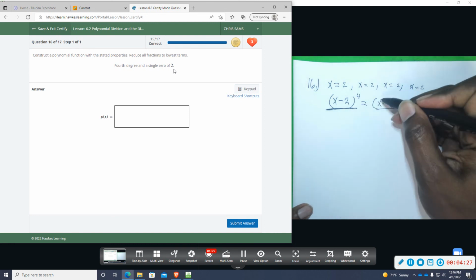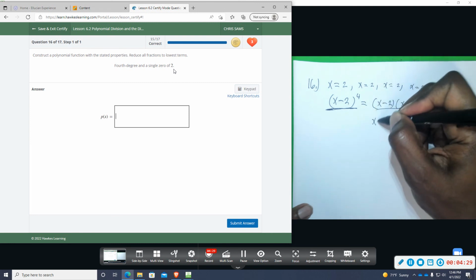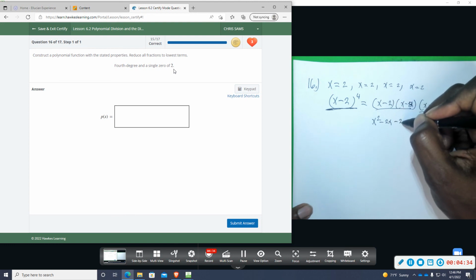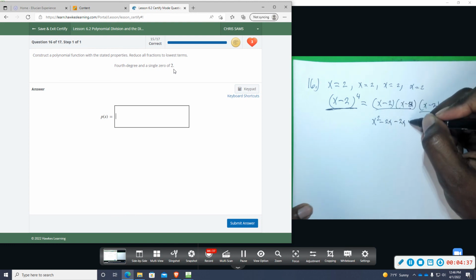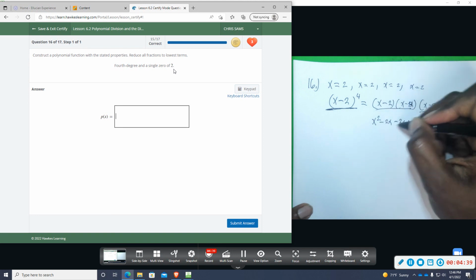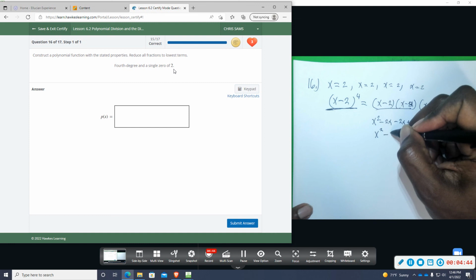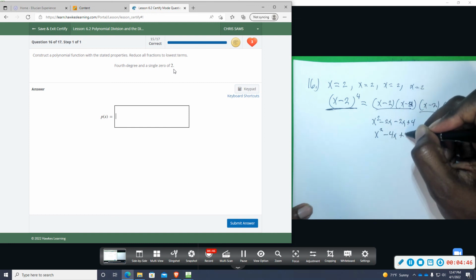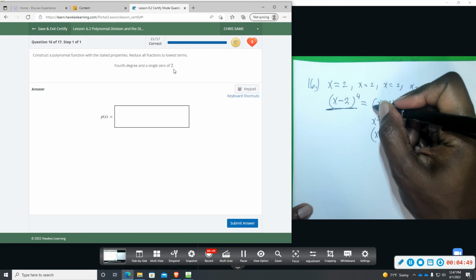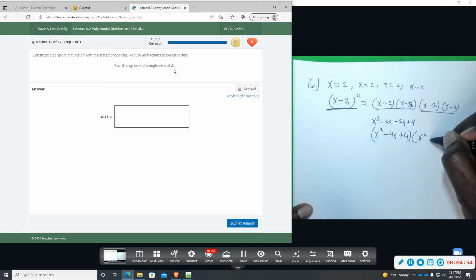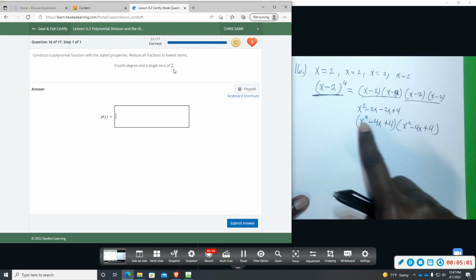Okay, but x times x will give us x squared, and then minus 2x, and then another minus 2x, and then a positive 4. And then when you simplify, you get x to the 2nd power minus 4x plus 4. So that's what you get with the first two. So if I did the second two, I would get the same thing. So x squared minus 4x plus 4. And so now we can multiply these two together.